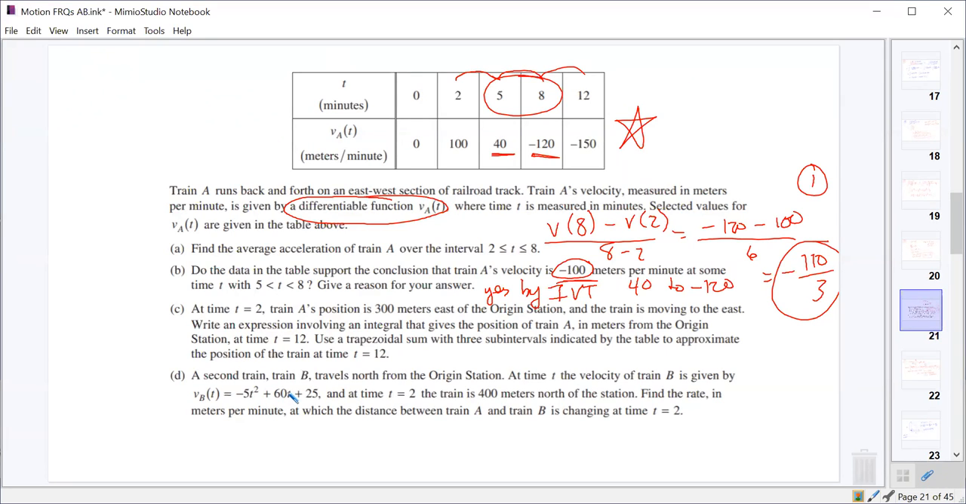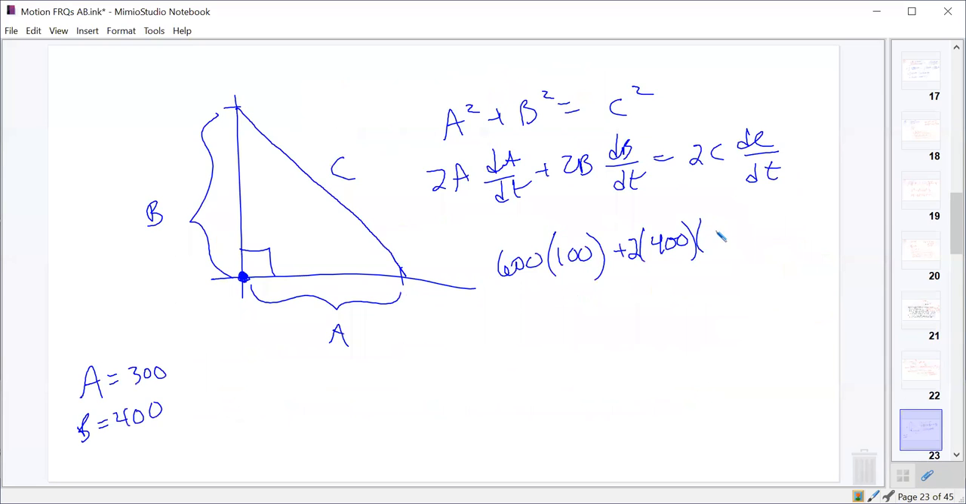So at 2, what is that going to come out to be? Negative 20 plus 120 is 105. Is that right? Yeah? Did I do that right? Negative 20 plus 120. No, 125. Huh. I can do math. And then equals 2 times c. Well, if this was 300 and 400, c is going to be 500. And then we have our dC/dt. So you just solve for dC/dt. I don't know what this all multiplies out to. According to the scoring guide, that all comes out to be 160 meters per minute if you solve that.